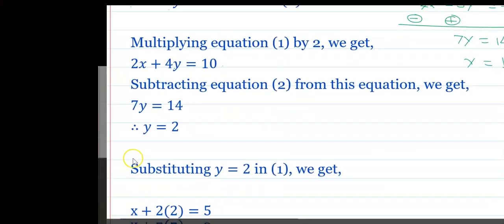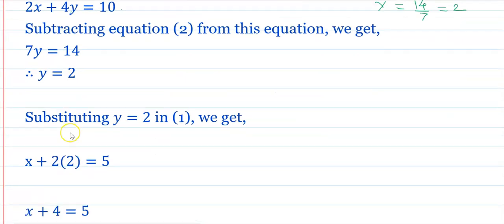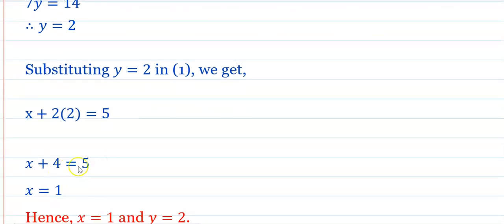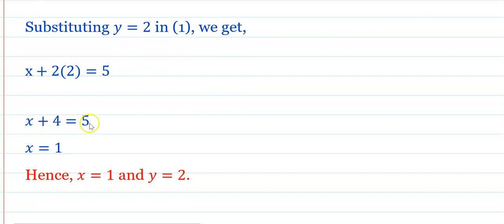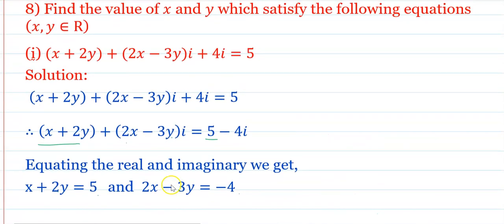Put y equal to 2 in equation number 1. This is equation number 1: x plus 2y is equal to 5. That is, x plus 2 into 2, that is 4. x plus 4 is equal to 5, and hence x is equal to 5 minus 4, that is 1. Hence the value of x is 1, y is 2. Now we shall continue.